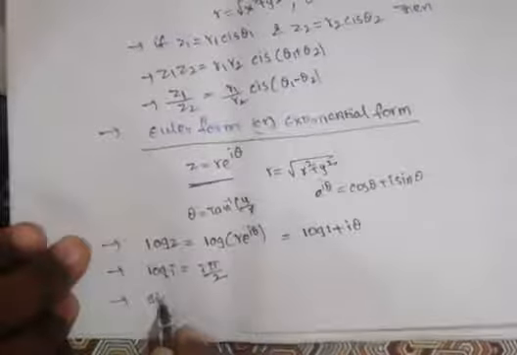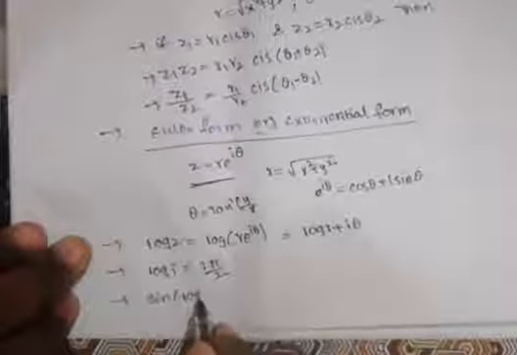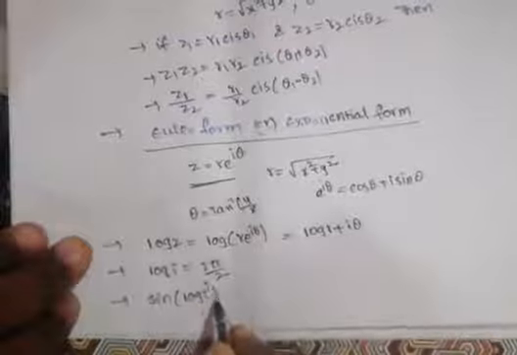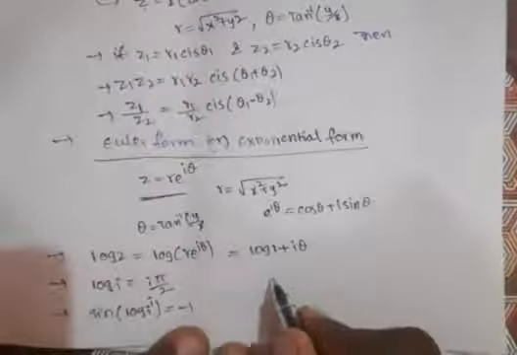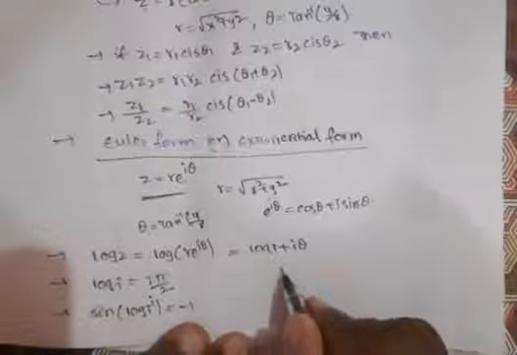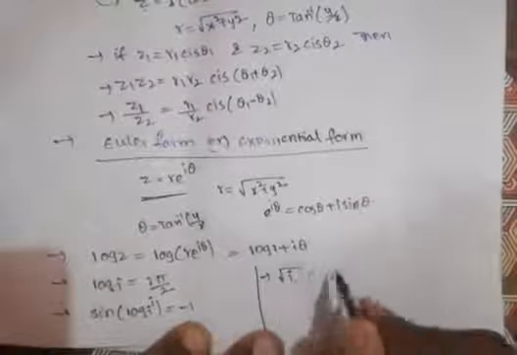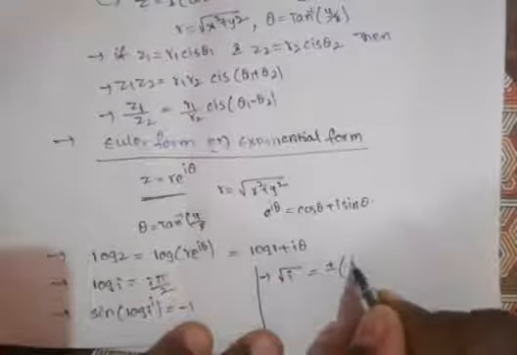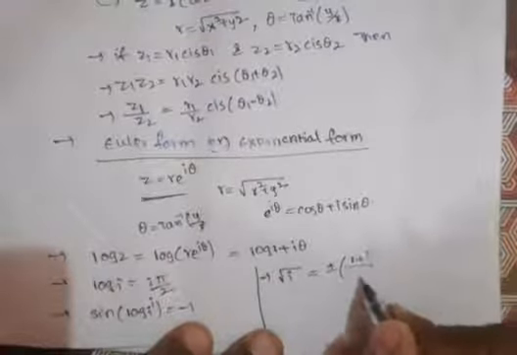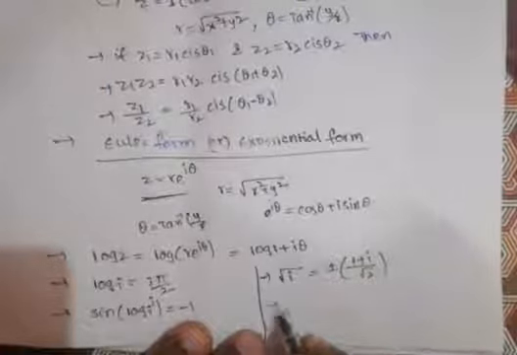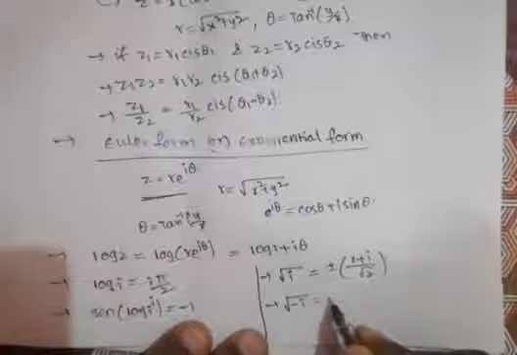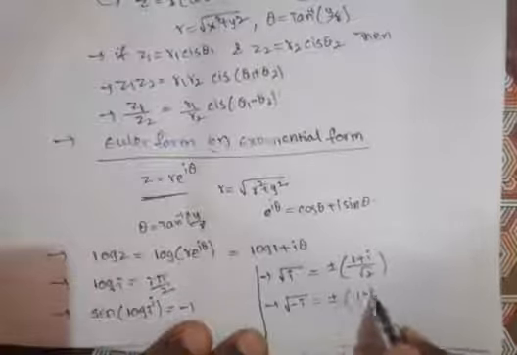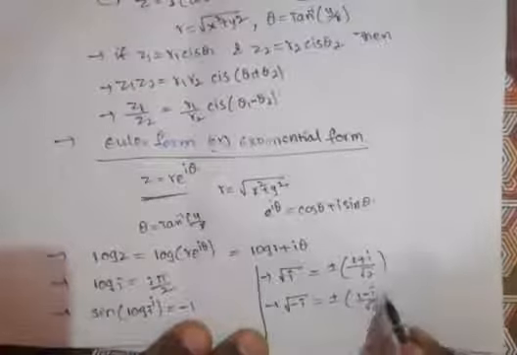And another one: i power i is equal to e power minus pi by 2. Also, under root of i is equal to plus or minus 1 plus i by root 2, and under root of minus i is equal to plus or minus 1 minus i by root 2.